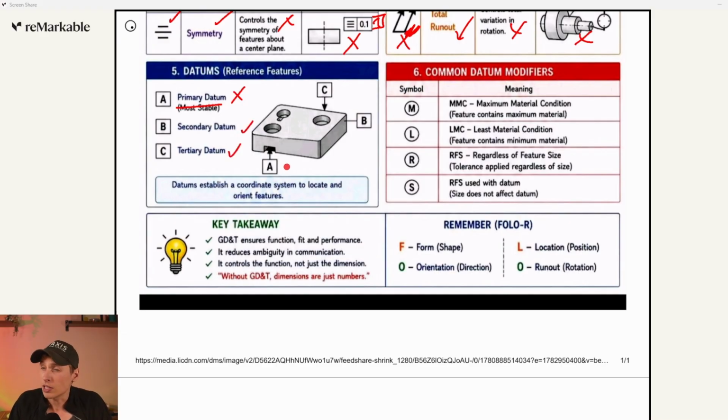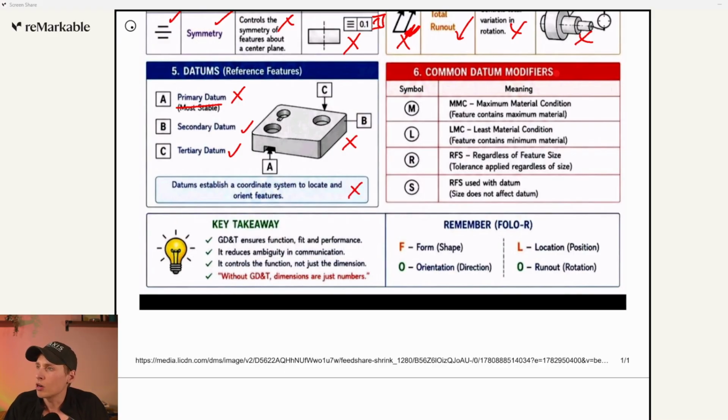Datum feature A looks like it's pointing at the bottom. Datum feature B is this surface. Datum feature C looks like the back surface. Okay, whatever. Kind of a weird drawing. I'll give it an X. Datum establishes a coordinate system to locate and orient features. It gives you a reference to measure from, I think is a better description.